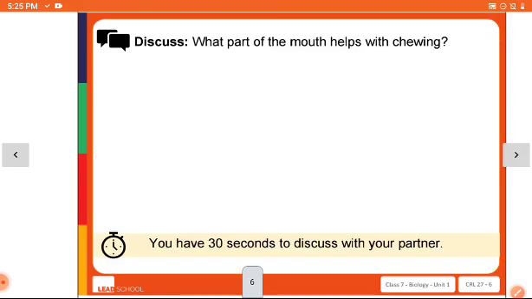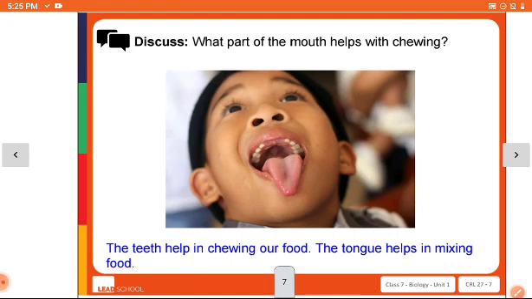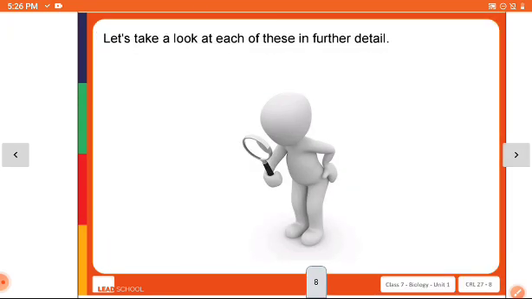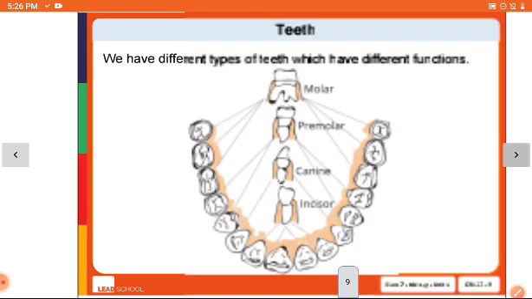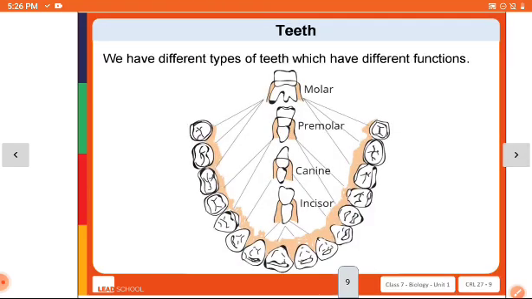So what part of the mouth helps with chewing? The teeth are the part which helps in chewing our food, and the tongue helps in mixing food. Further, we have different types of teeth which have different functions.